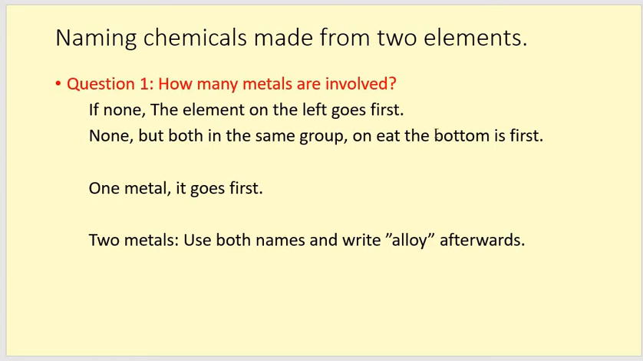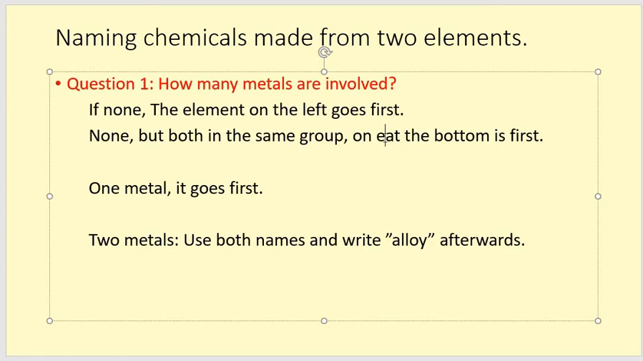If they're both in the same group, the one that is at the bottom of the group will go first. If there's only one metal and one non-metal, the metal will go first. Two metals, you use both names and you write the word alloy afterwards. An alloy, like alloy wheels, is two metals joined together in a compound.